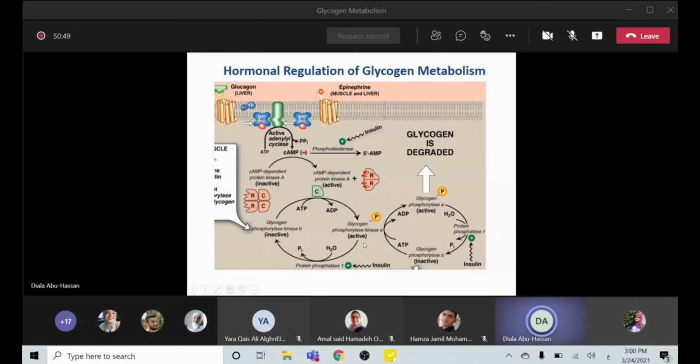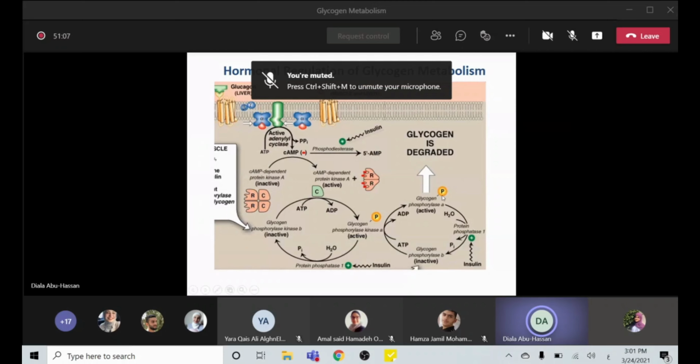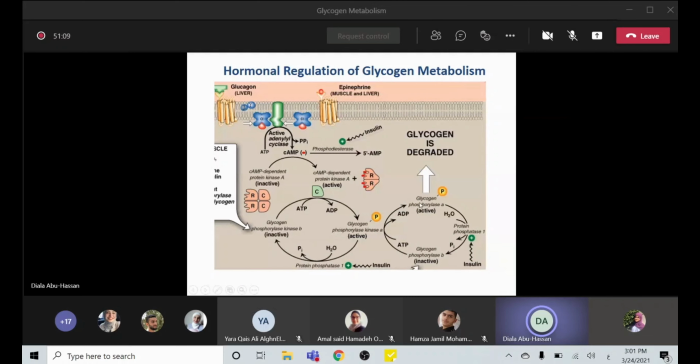شو راح تعمل؟ It's going to phosphorylate glycogen phosphorylase. Once glycogen phosphorylase is phosphorylated, it's active. Okay, يعني هدول الانزيمز التنين glycogen phosphorylase kinase and glycogen phosphorylase are activated by phosphorylation. وبنعرف إنه glycogen phosphorylase once active, glycogen degradation is activated. Okay.